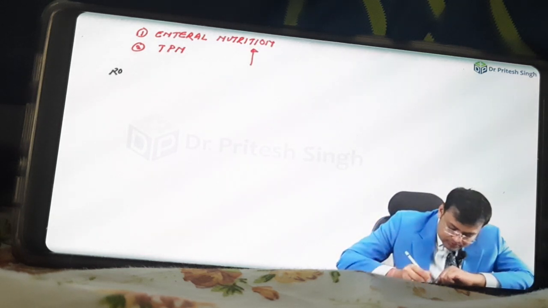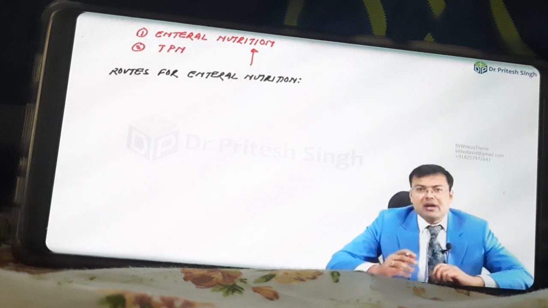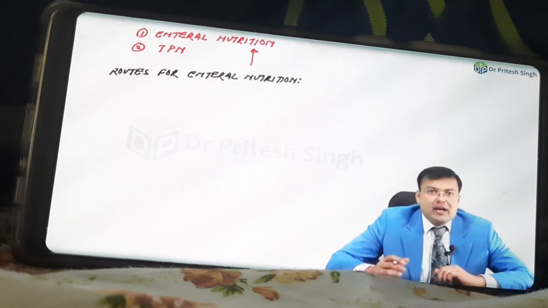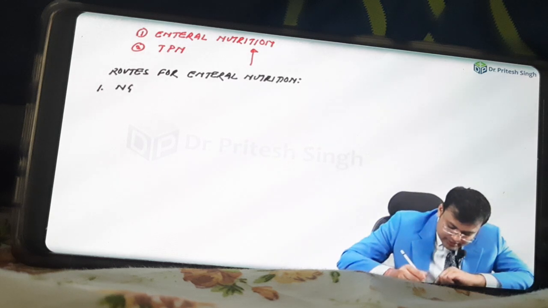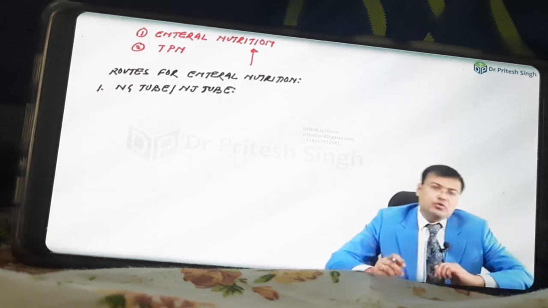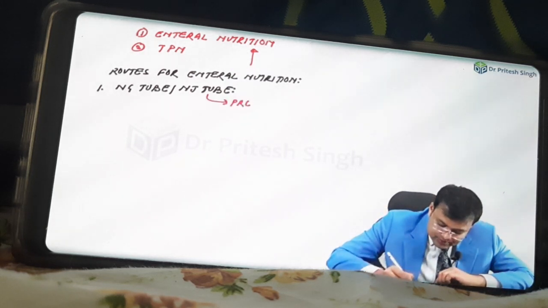So what are the routes for enteral nutrition? The routes are feeding gastrostomy, feeding jejunostomy, and if you are not going for gastrostomy or jejunostomy, we can insert a nasogastric tube or nasojejunal tube. Now which one is preferred? The nasojejunal tube is preferred because of decreased risk of aspiration.